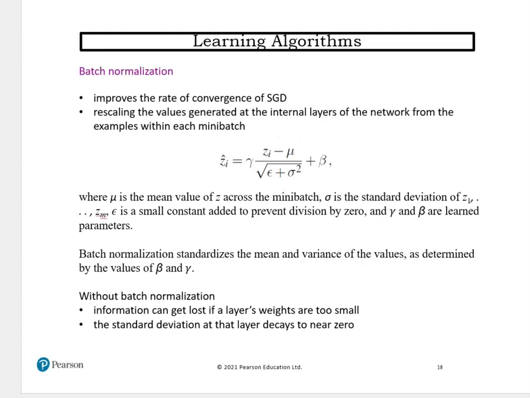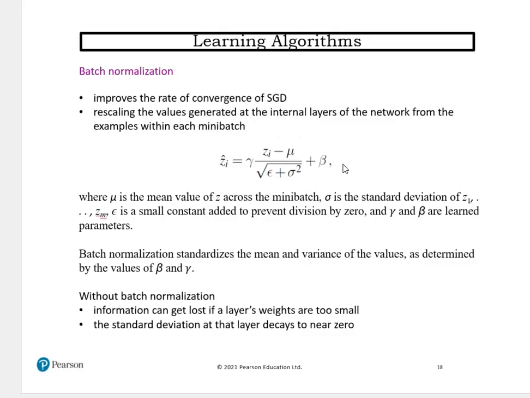So consider, for example, that we have a node Z somewhere in the network, and the values of Z for the M examples in a mini batch are Z1 all the way through Zm. Now, batch normalization will replace the Zi's with a new quantity called Zi hat, which is calculated using this formula, and we will discuss what each element of this formula is.